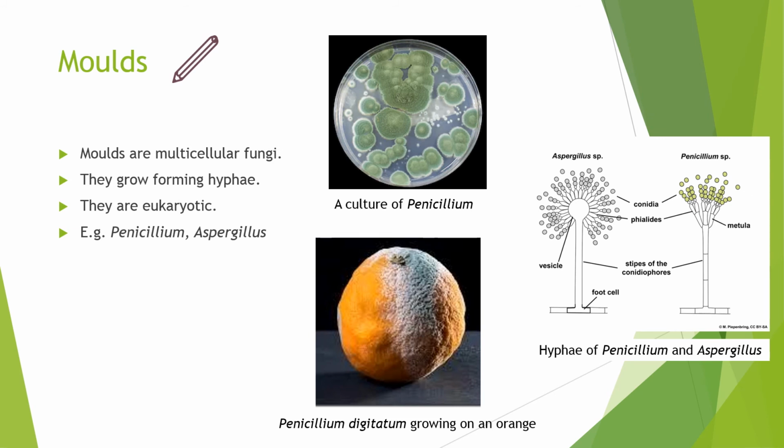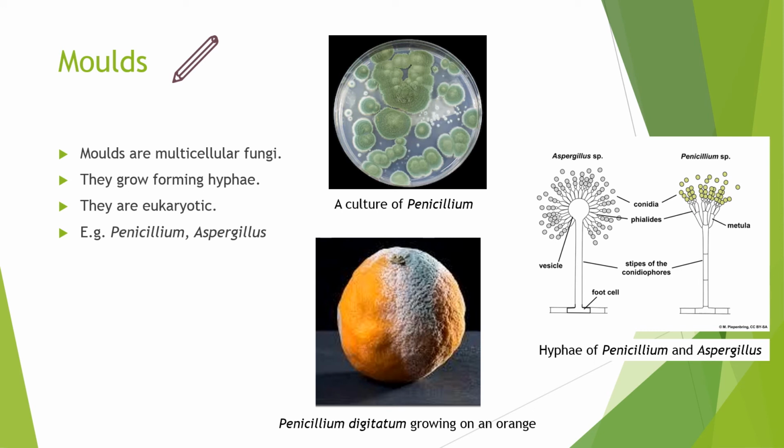Molds are multicellular fungi. They grow forming these weird and wonderful looking hyphae. So hyphae are like cellular filaments, long threads of cells that are all connected with one another. They don't form a body in the sense of an animal where there's a 3D distribution of cells, if that makes any sense. But basically their whole body consists of threads, which is weird. So these threads are called hyphae.